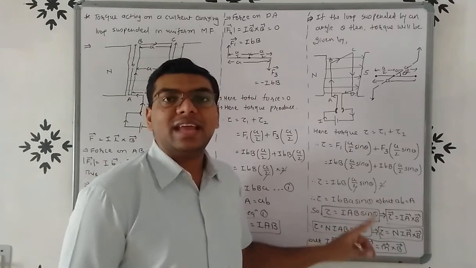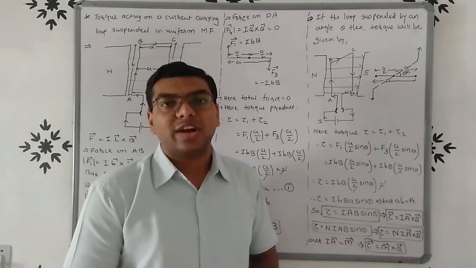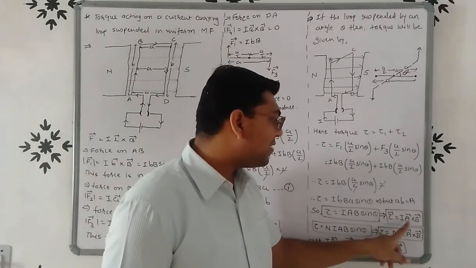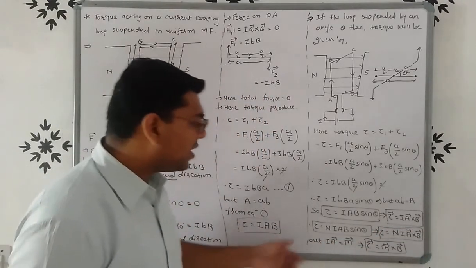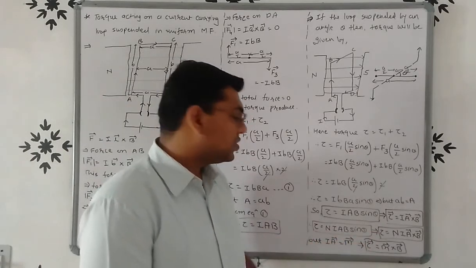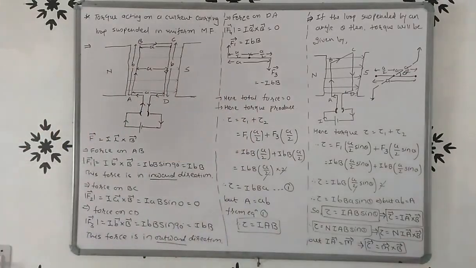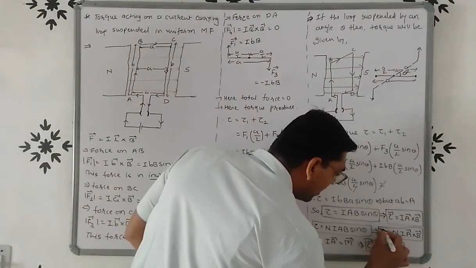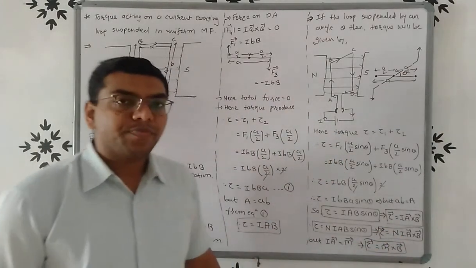But we know that A and B are vector quantities, so there will be a vector product between the two vectors. So vector tau is equal to I vector A cross vector B. Now if there are n number of turns, then the equation will be n I A B sin theta. So n I vector A cross B, right? And torque is a vector quantity. So vector tau is equal to n I vector A cross vector B.